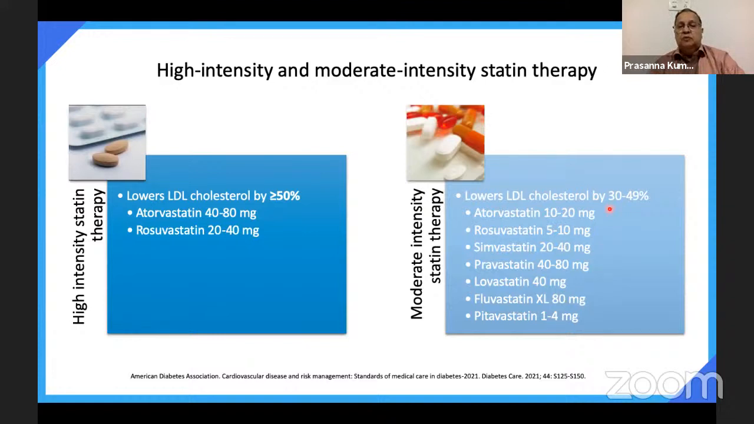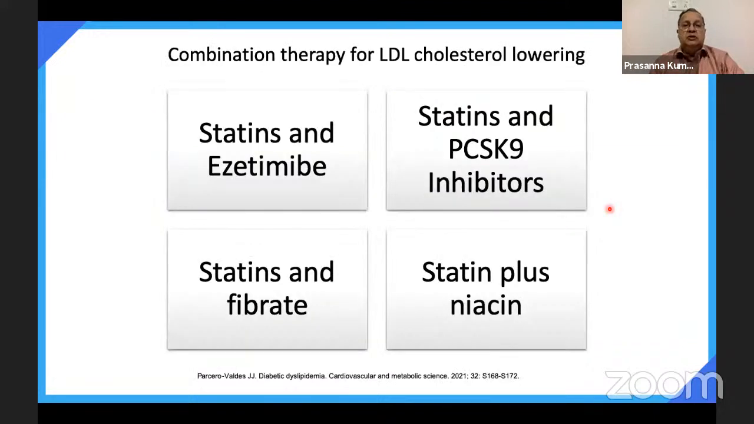50%. So please remember, by using between 10 to 20 atorvastatin or by 40 to 80 of atorvastatin, you reduce between 30 to 50 or more than 50% of baseline cholesterol. And by using 5 to 10 or 20 to 40 rosuvastatin, you can reduce 30% to 40% or more than 50% of the LDL. So you can choose your pair.